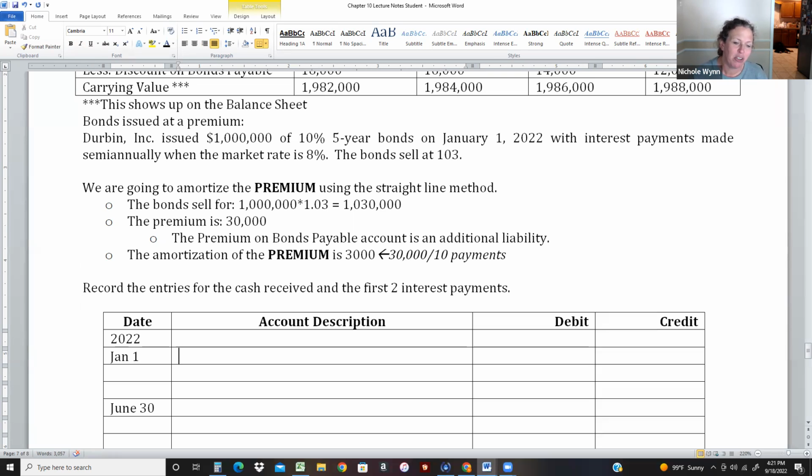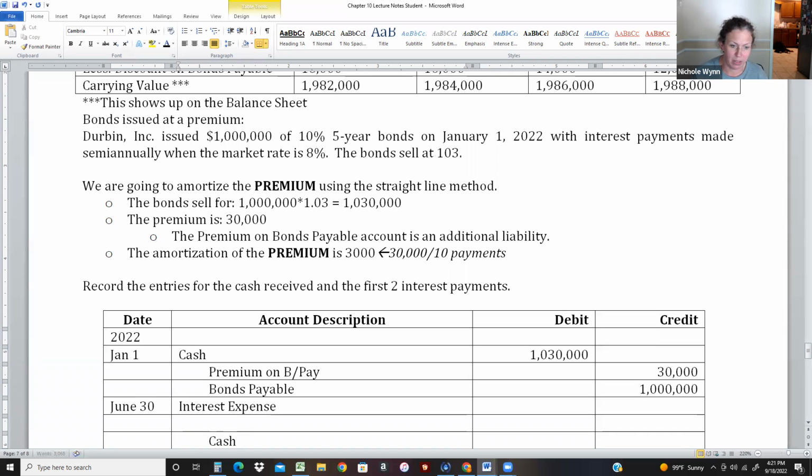This is a premium. So when we sell the bond, instead of getting cash of $1 million, we're going to get cash of $1,030,000. Skip a line. And bonds payable. When we repay this bond, we only have to pay back the face value, so bonds payable always sits at the face value. That extra $30,000 is called premium on bonds payable.